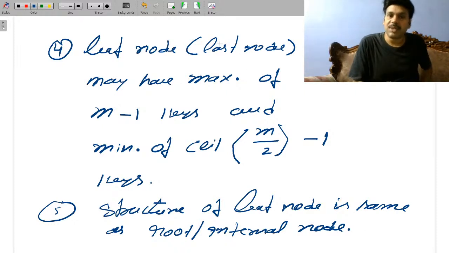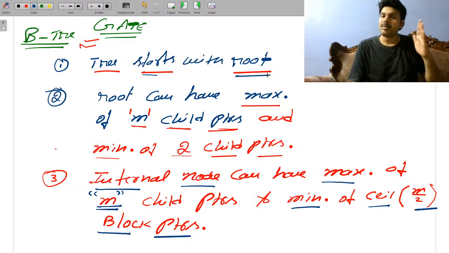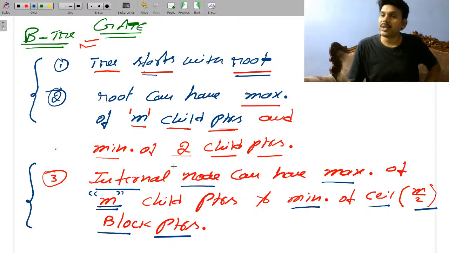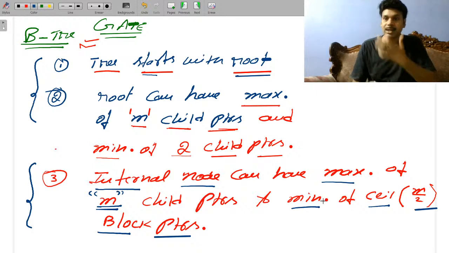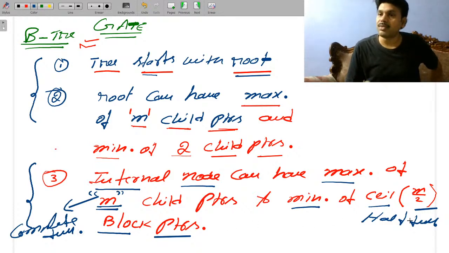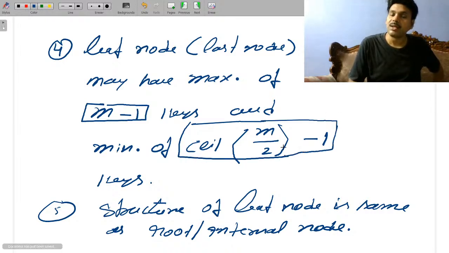So 5 points I said. Let us repeat the 5 points once again. Tree starts with the root node. Point number 1: root can have m block pointers, and the minimum is 2 block pointers as far as the root is concerned. This is for the middle node: internal node can have a maximum of m block pointers, but the minimum you are supposed to maintain is half full. When I say m, it means completely full, so the minimum is half, m by 2. As far as the leaf node is concerned, the maximum is m minus 1 keys and the minimum is ceil of m by 2 minus 1. Ceil means we take the upper value if m by 2 is a fraction. And the last point is that the block structure of the leaf is very similar to the block structure of root and internal node.